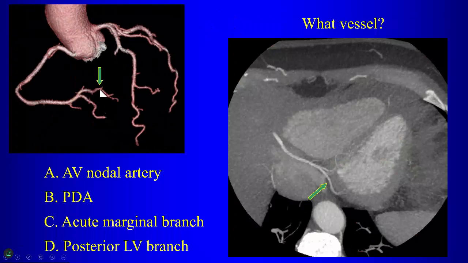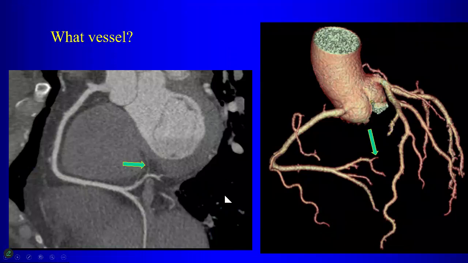There it is. What is that guy? AV nodal. Well, AV nodal is a tough vessel to see, right? So this guy is the PDA here, okay? And then this guy is continuing, right? So maybe it's the posterior left ventricular branch. Yeah, so that's the posterior left ventricular branch. What is this tiny guy? That's the AV nodal.